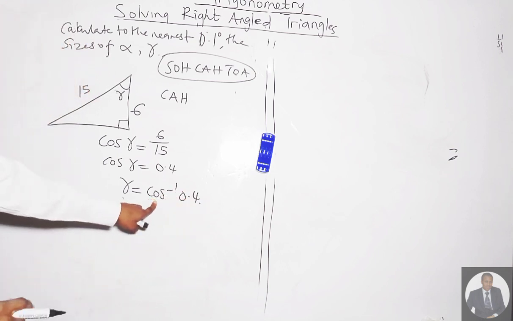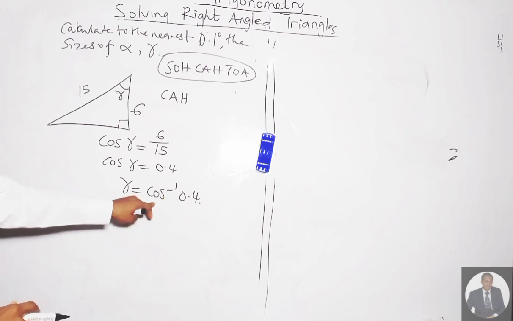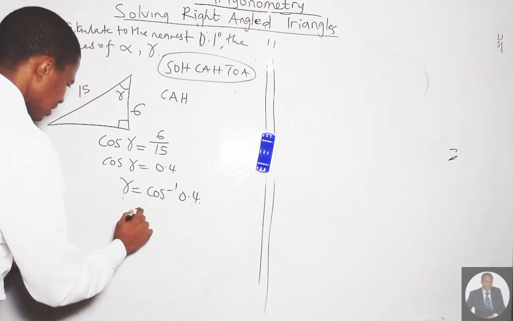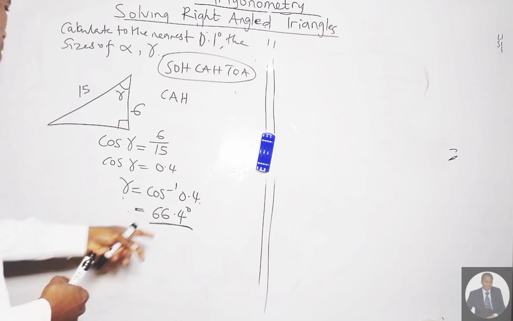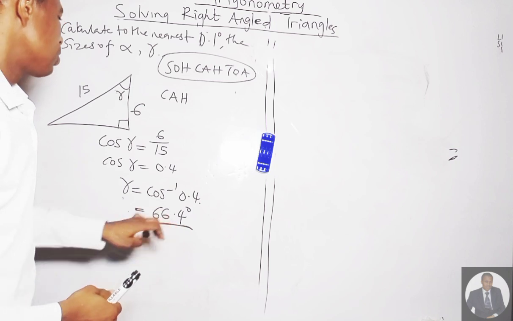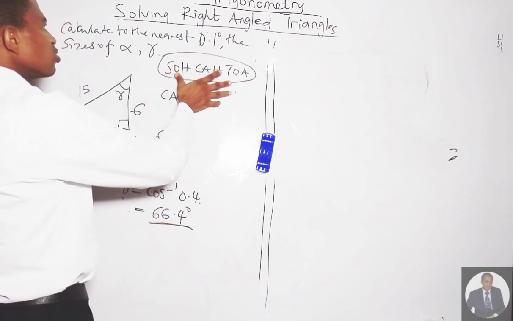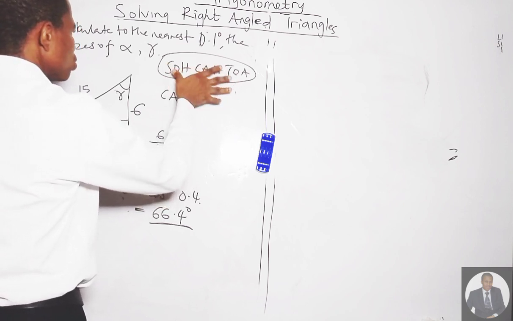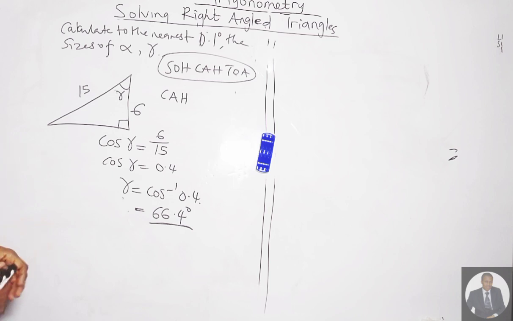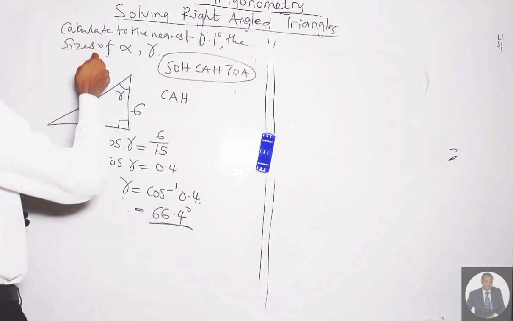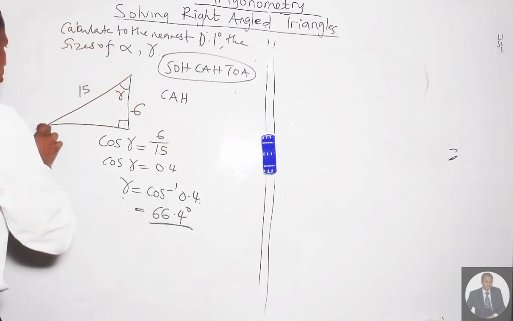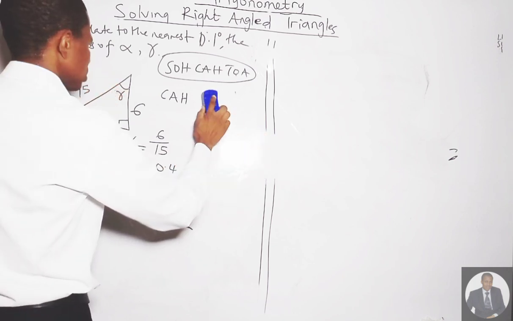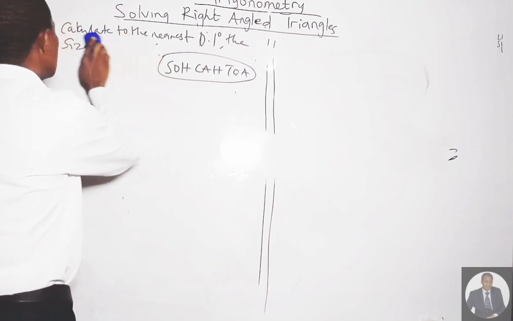We go to our four-figure table, look for angles of cosine, and what corresponds to 0.4 gives us 66.4 degrees. If you have a scientific calculator, we just enter 0.4, shift cosine, to give us this angle. So these trigonometric ratios are good for finding the degrees of angles, the missing angles in a right angle triangle, if we are given at least two sides. Let's look at another question.